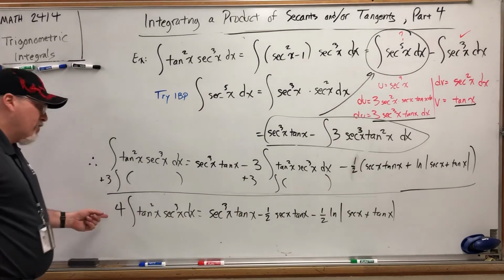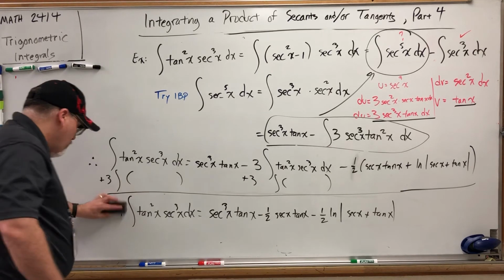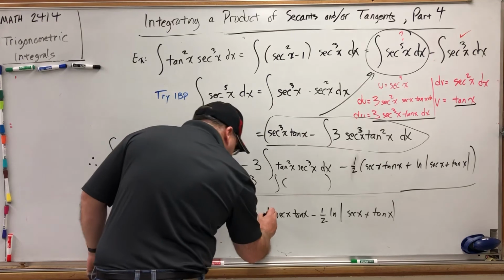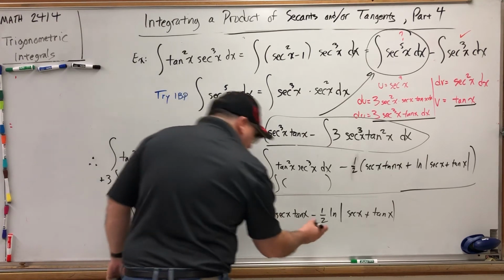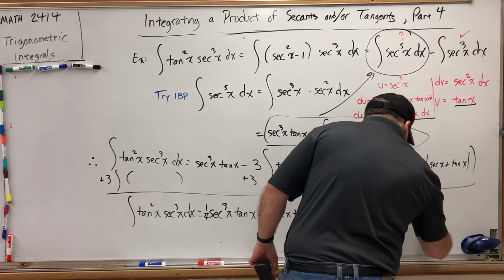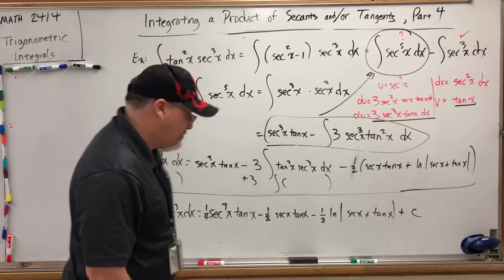But I need to take care of the 1/4. Multiplying everything by 1/4 will take care of that. So 1/4 of secant cubed x tangent x, 1/4 of 1/2 is 1/8, 1/4 of 1/2 is 1/8, and now is a good time to put the plus c. I could have put it before multiplying by 1/4, but 1/4 of the constant is just a different constant.